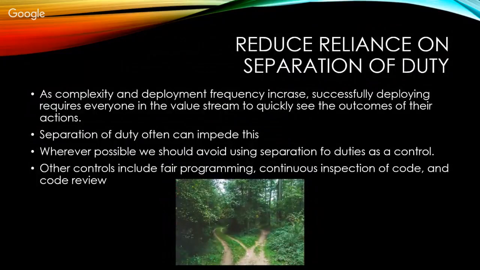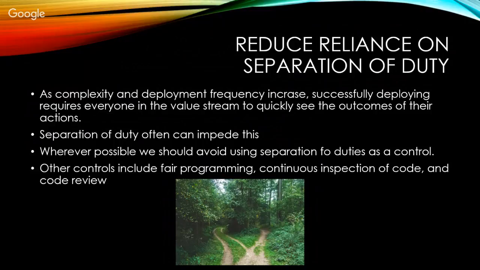Reduce reliance on separation of duty. For decades, we have used separation of duty as one of our main primary controls to reduce the risk of fraud or mistakes in the software development process. It has been the accepted practice in most SDLCs to require developer changes to be submitted to a code librarian who would review and approve the changes before IT operations promoted the change into production. Consequently, wherever possible, we should avoid using separation of duties as a control.